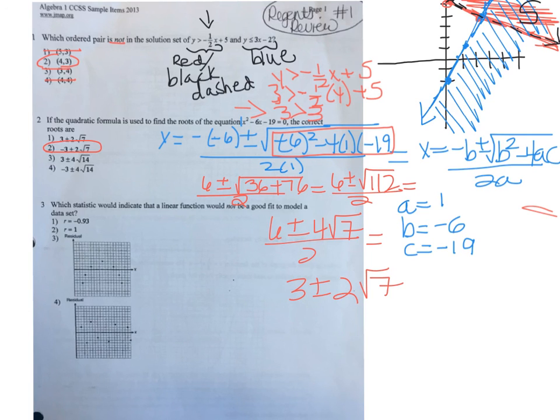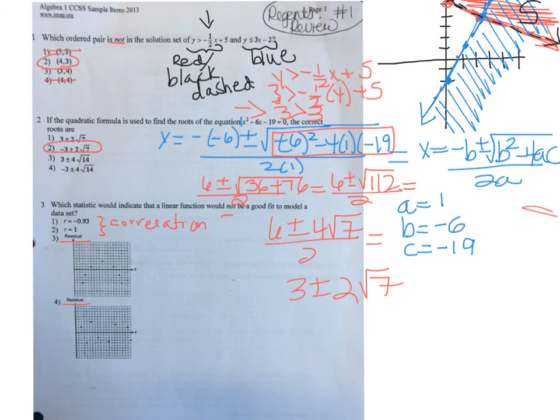Number 3, which statistic would indicate that a linear function would not be a good fit to model a data set? Okay, so there are two ways to represent a data set. One of them is using residuals, and the other is using correlation with regard to a regression line. As you can see, they have two ways here. The first two are correlation, and the second two are residual.